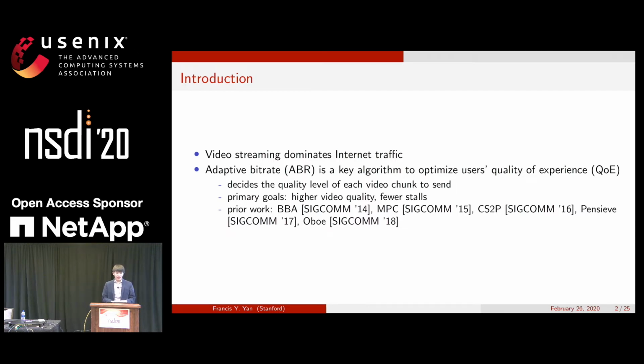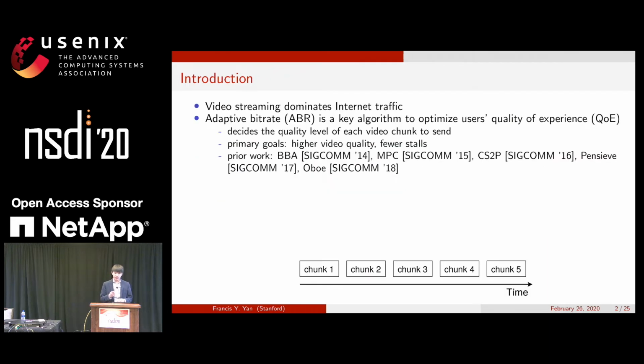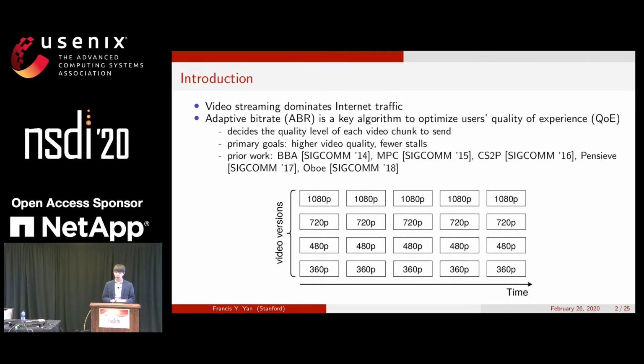Given its prevalence, a lot of effort has been put into this area, especially on a prevailing algorithm today called adaptive bitrate algorithm, or ABR. ABR servers divide the video into chunks, with each chunk representing 2 to 6 seconds of video. Then the servers pre-encode each chunk into a couple of compressed versions at different sizes and video qualities. The objective of ABR algorithms is to decide which version of each chunk to send so as to improve users' quality of experience, or QoE, such as higher video quality and fewer stalls.